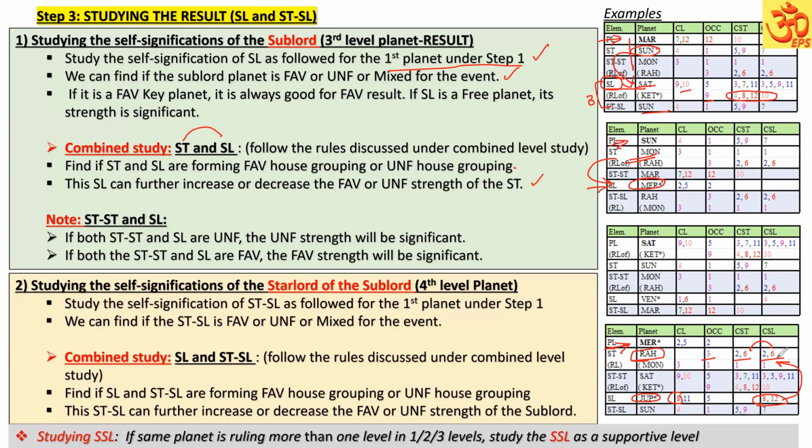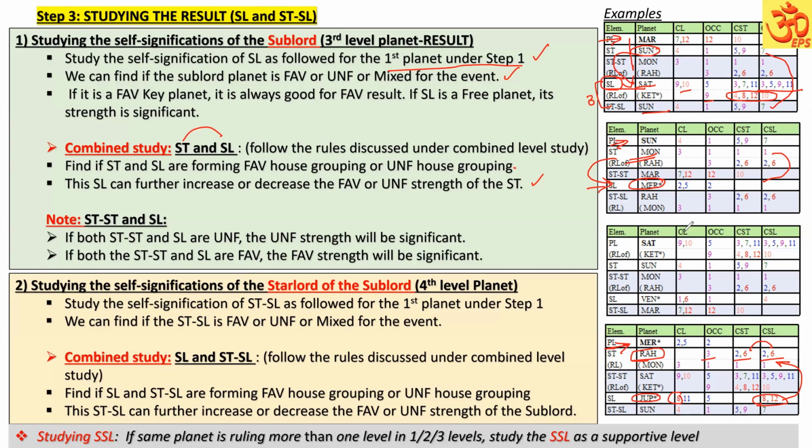So the weakness of Rahu, the unfavorable houses of Rahu, is further supported by Jupiter's unfavorable grouping, especially with the 8 and 12 houses. So the unfavorable houses increased. Here the favorable supports are increased. Here also the favorable significations are increased by the Star Lord Sub Lord. I hope you have understood.